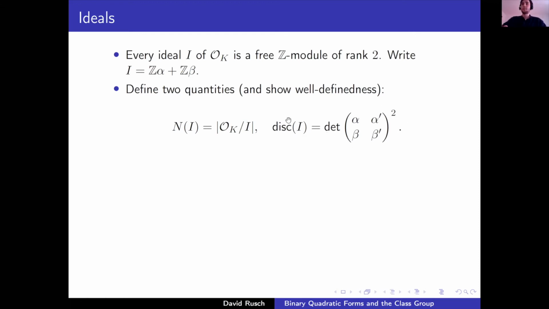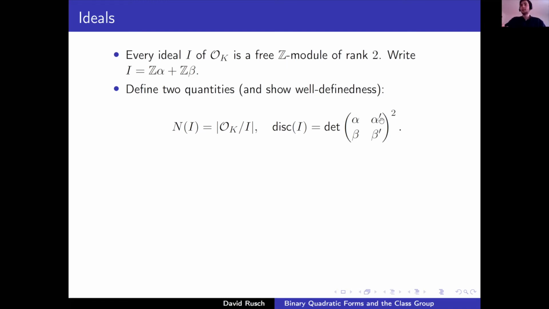And there's a nice geometric interpretation of this quantity. We can visualize the ring O_K as a free Z-module. We can visualize it as a lattice because it's a free Z-module, so we can just parameterize all points in O_K by 2 integers. So we can view it as a lattice, and then each ideal is a sublattice.